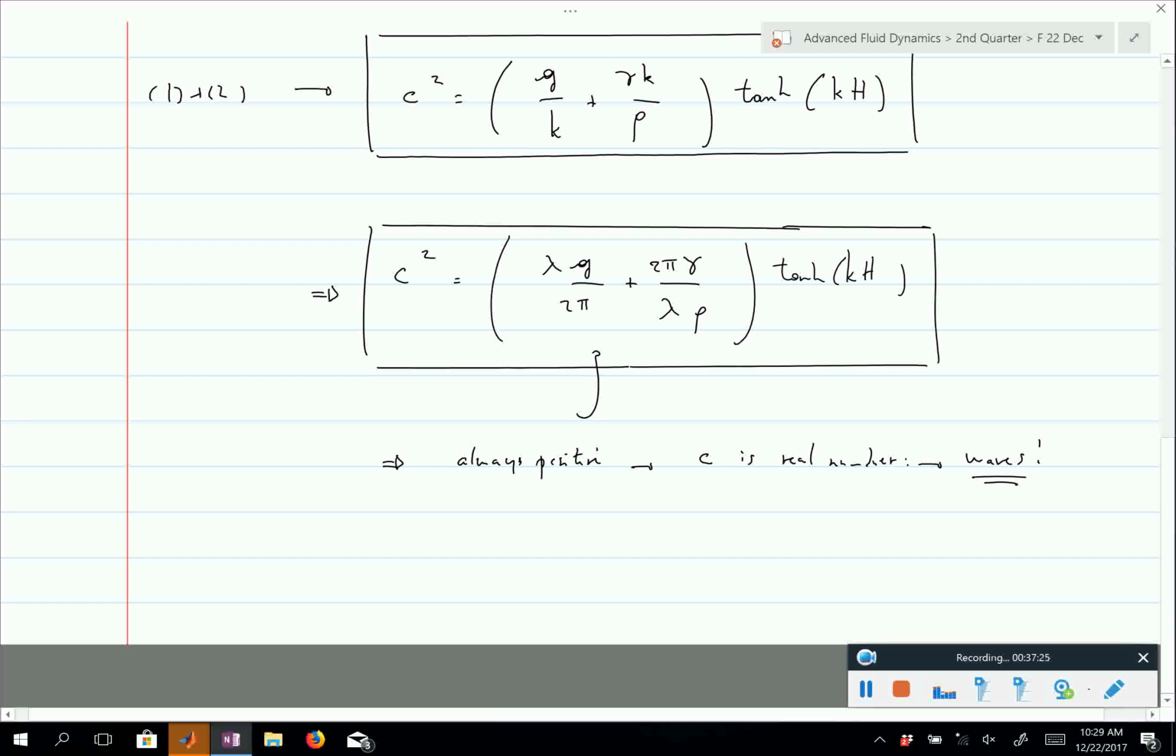Okay, then you have two terms here. You have clearly here a gravity term, right? And you have here a surface tension term, right? Now, which one do you think is going to be important at the small scale? Which one do you think is going to be important at the large scale? Yes, so at the small scale, the surface tension will dominate. For smaller wavelengths, the surface tension term is going to dominate. For larger wavelengths, the gravity term is going to dominate.